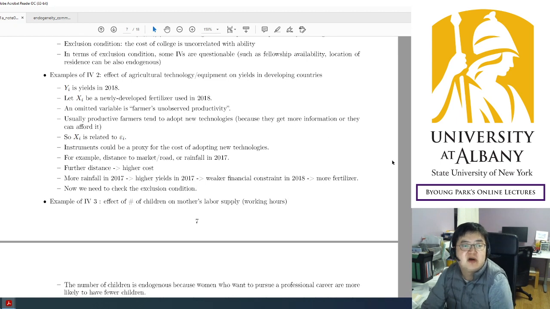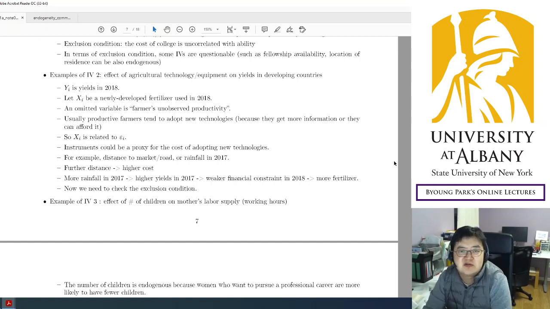And the second example I would like to think about is, what is the effect of agricultural technology, say fertilizer? Suppose that you go to a less developed country, and the farmers in the less developed countries do not use fertilizers, even though they are in poverty and they are in hunger. They need more food. They're in a food crisis, but still they don't use fertilizer. I don't know why.